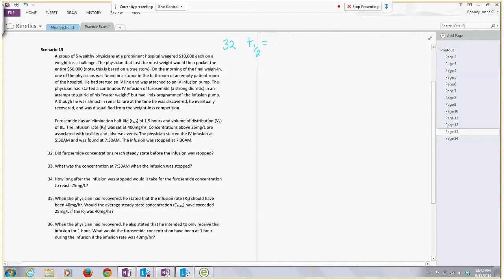So the t half-life is 1.5 hours, and I'm pulling it from right there. Volume of distribution is 8 liters. The infusion rate, 400 milligrams an hour. And the concentration toxicity is equal to 25 milligrams per liter. He was found after 2 hours.